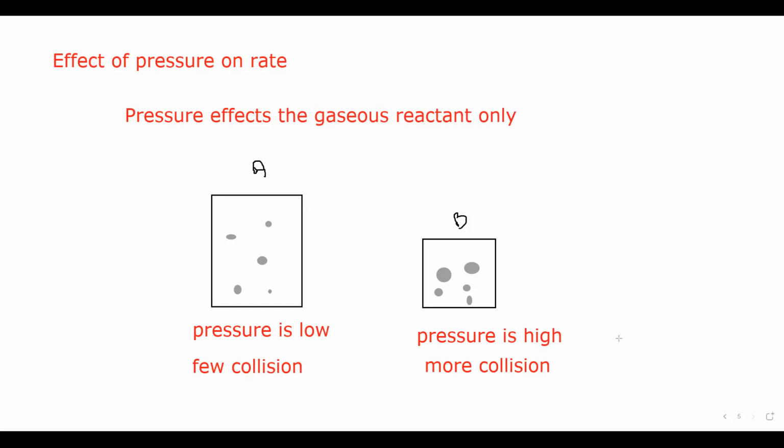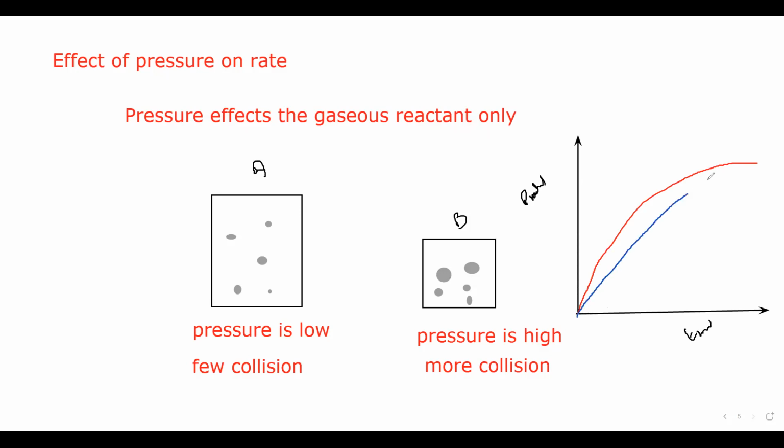So when we sketch a graph for the amount of the product and time, the final product will be the same, but the reaction rate will be different. This is B, high pressure, and A will be for low pressure, because when the volume, the container size, is smaller, the particles have more collisions. As a result, the rate or the speed of the reaction will increase.